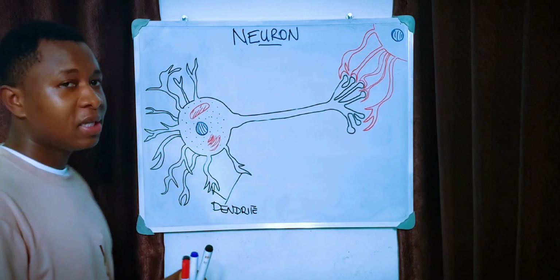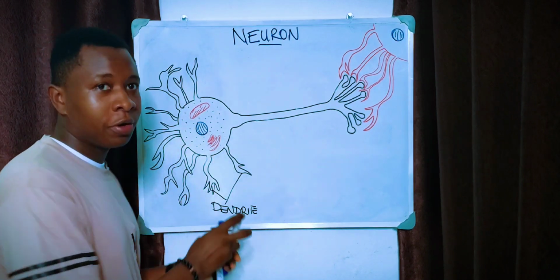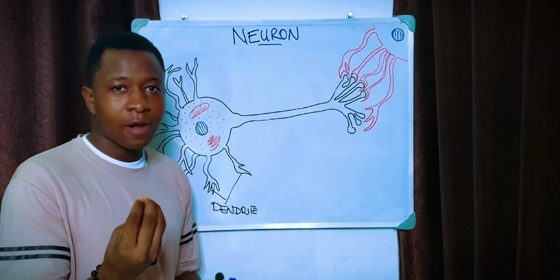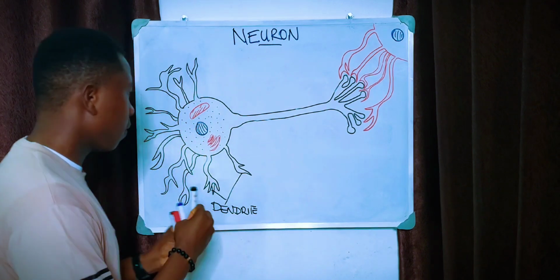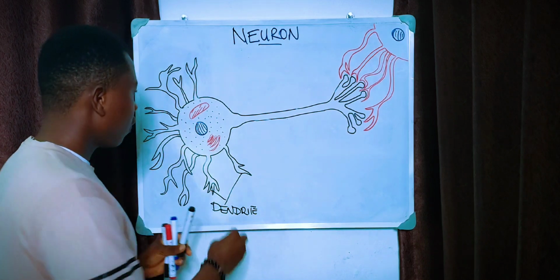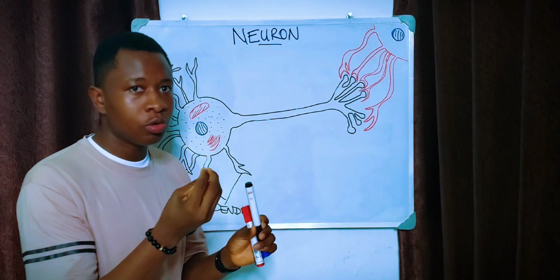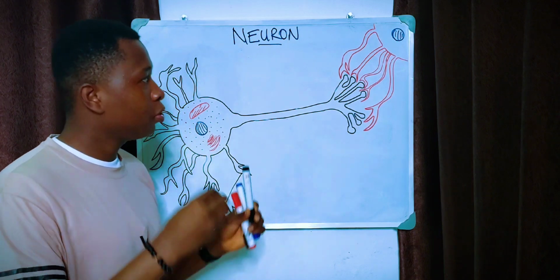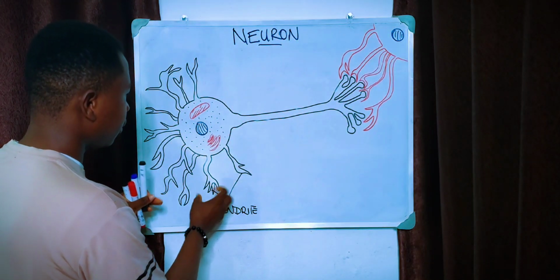Now, this part is like the input of the neuron. It receives signals, impulses from other neurons. So for it to receive information, it needs to be very close to another neuron, and I'm going to talk about that when I come to the terminal. So this is called the dendrite.